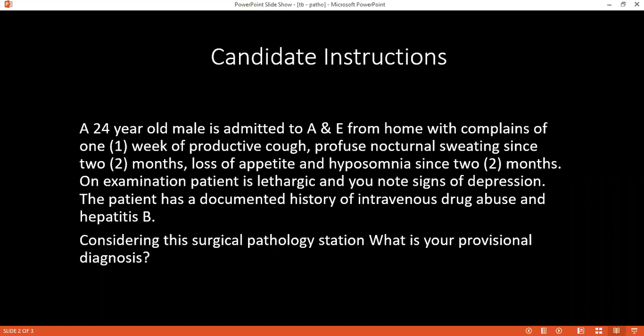Can you please tell me what are the different types of mycobacteria that you know of? Mycobacterium tuberculosis. Yes. Mycobacterium bovis, Mycobacterium leprae, and MAI. Mycobacterium is weakly gram-positive, acid-fast, rod-shaped.